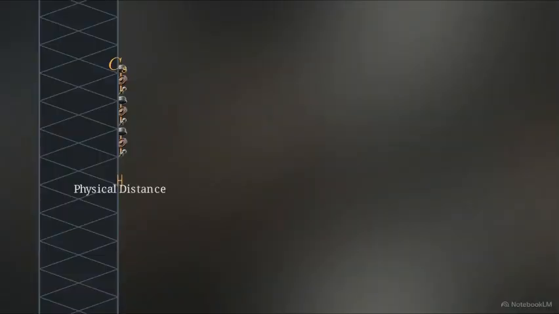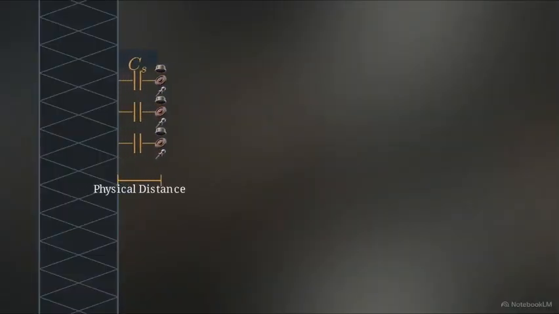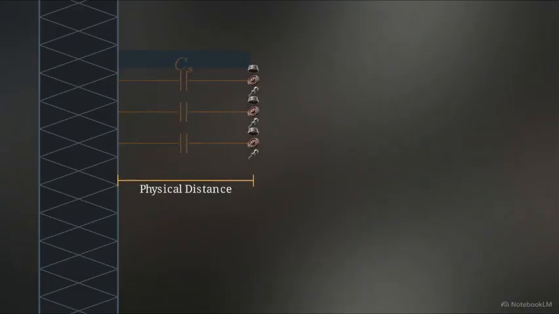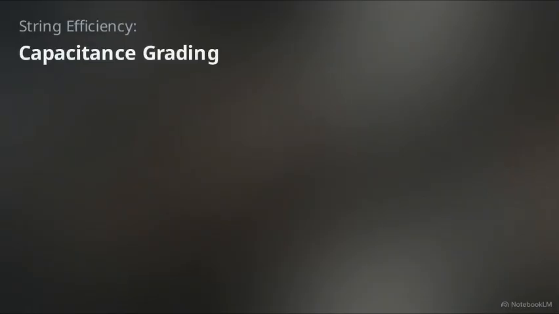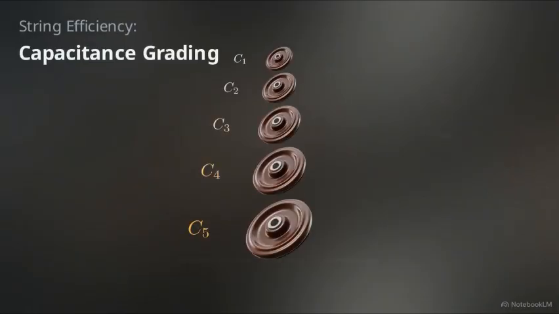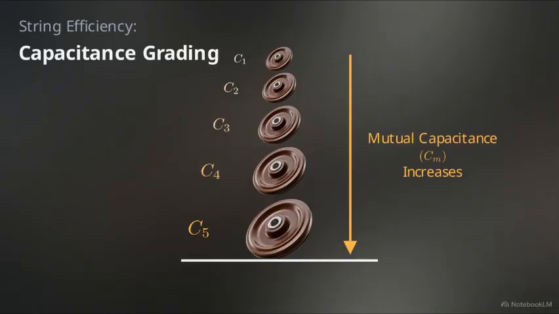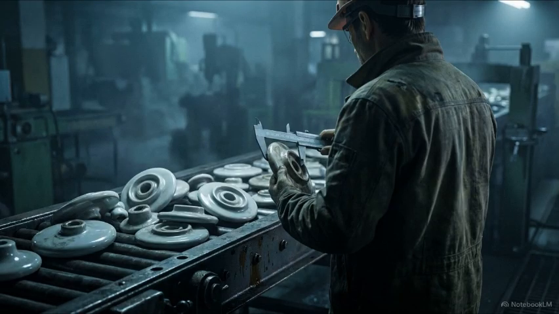One method is to increase the length of the tower's crossarms. By moving the string further away from the steel structure, you reduce the shunt capacitance, but the increased cost and weight of the tower make this an expensive fix. Another option is capacitance grading, using larger discs with higher capacitance at the bottom of the string. While effective, this complicates manufacturing and makes repairs more difficult, as every disc is no longer identical.